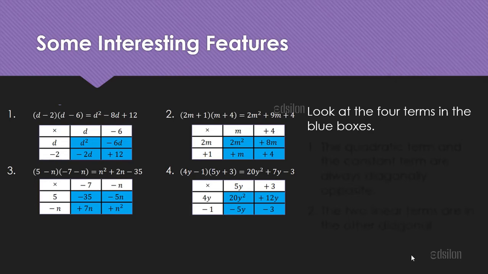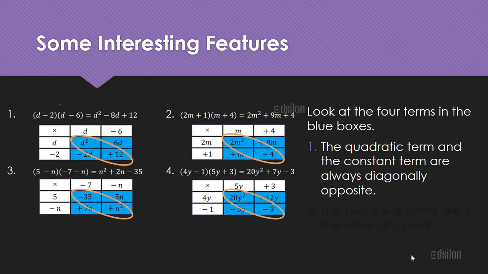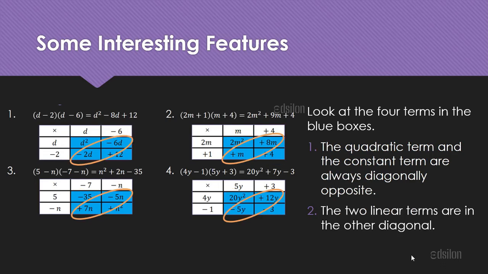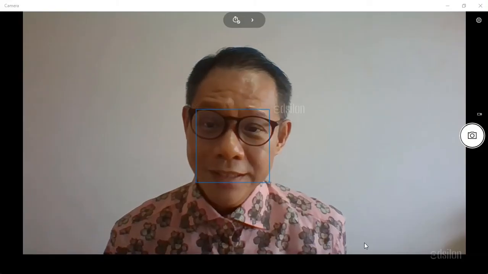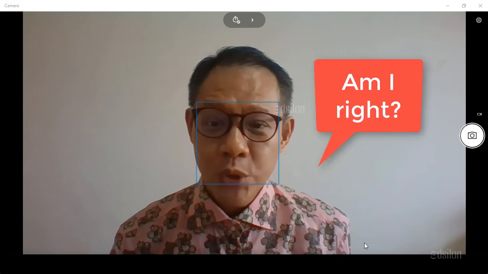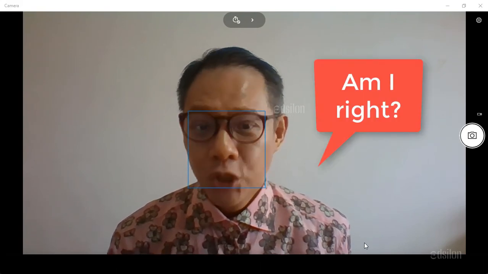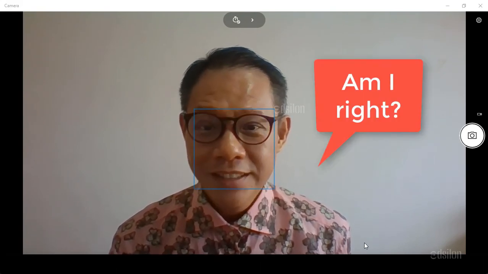Do you notice that 1. The quadratic term and the constant term are always diagonally opposite. 2. The two linear terms are in the other diagonal. Well, I believe not many of you have noticed these features. Don't you now find them interesting?